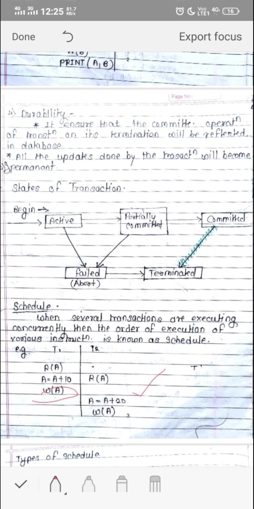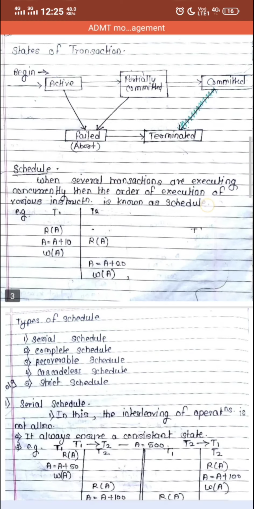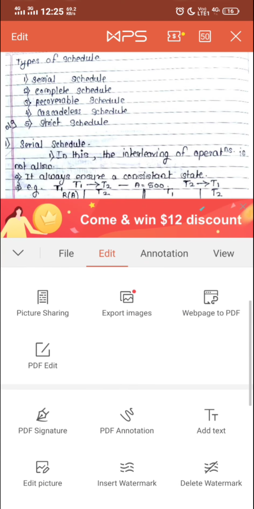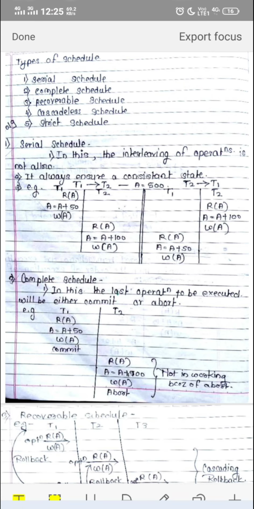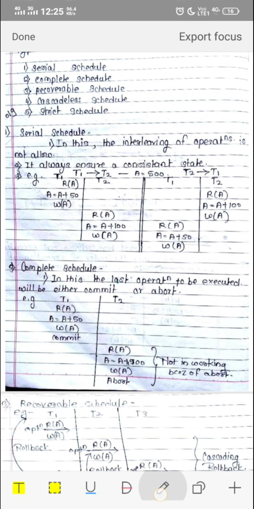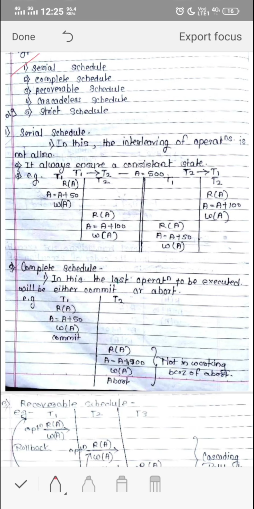Now there are different kinds of schedules that we are going to see. There are certain types of schedules we are going to talk about. The first is serial schedule, then complete schedule, recoverable schedule, cascadeless schedule, and strict schedule. These are the 5 types of schedules. What do you mean by serial schedule? We'll start with the first one, serial schedule.